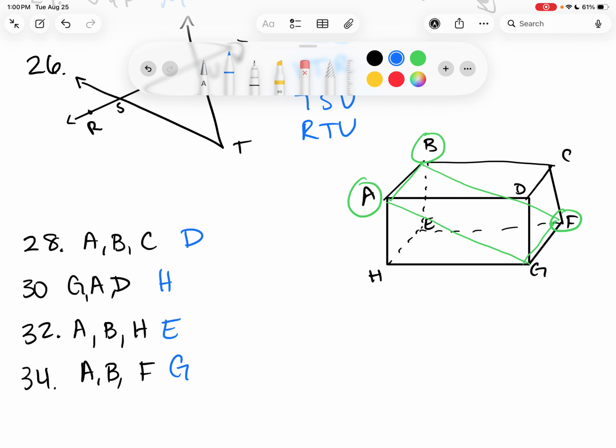So just be aware that you can have a plane going that way. I could also have a plane C, D, E, and H going that way. I could have B, C, H, and G. Those are all other options of planes that go at a slant through it. So it doesn't just have to be the face of the box. It can be a slant plane going through it. Okay. Questions about those?